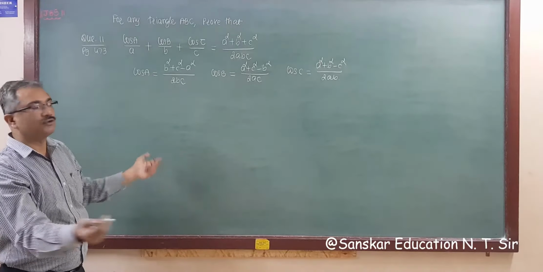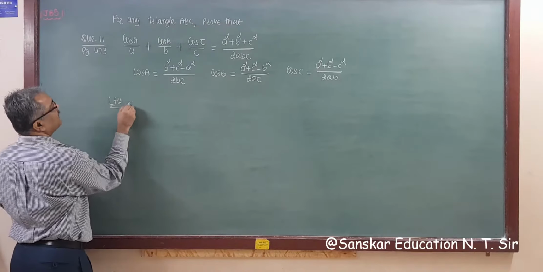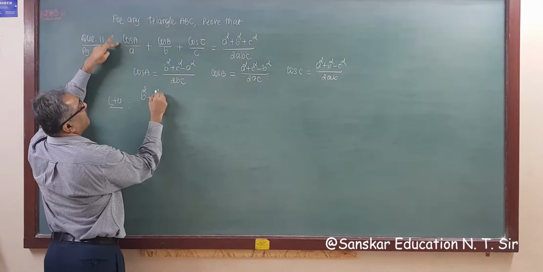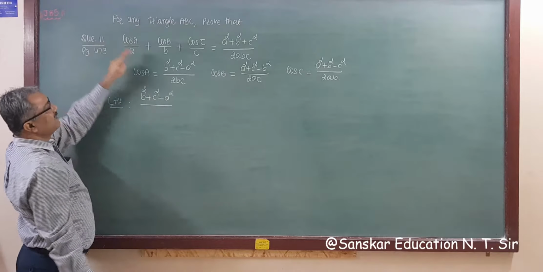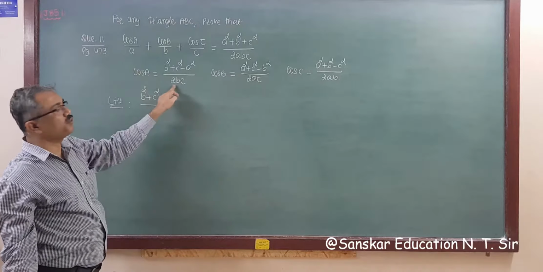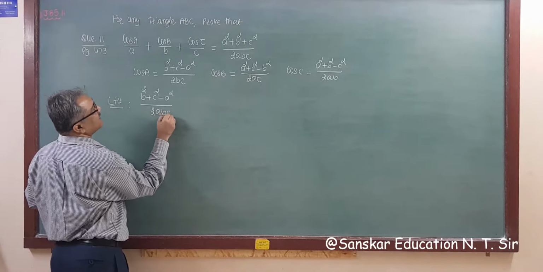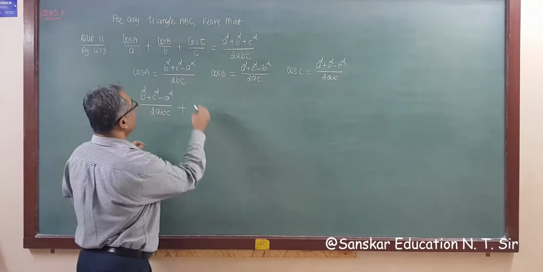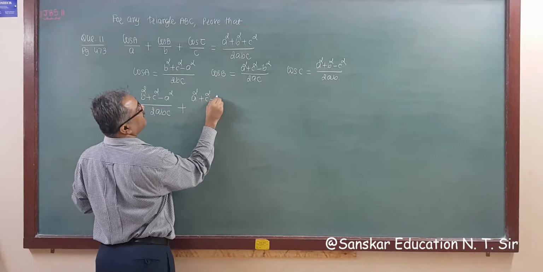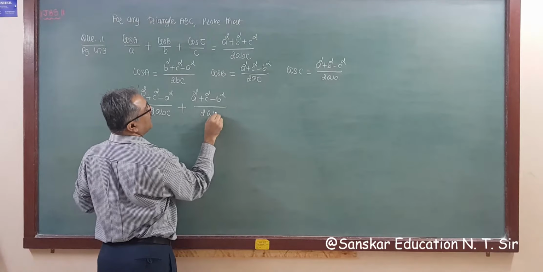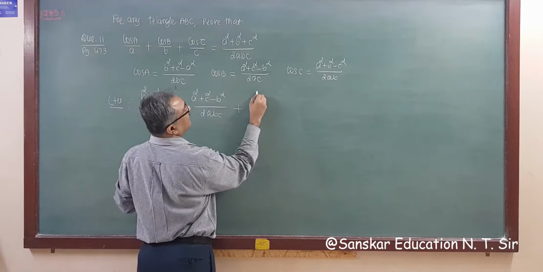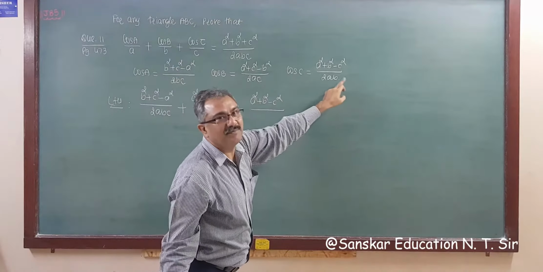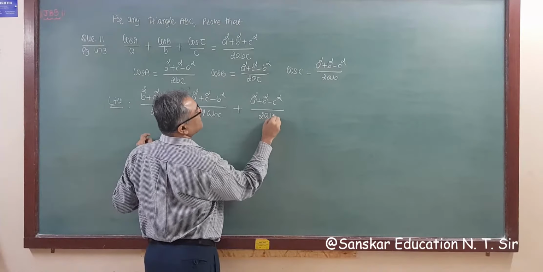Take LCM. Nothing to do. See how it is possible now. Left hand side: cos A is this, so I am writing directly b square plus c square minus a square whole upon, this is 2bc and we have to multiply by a, so this is 2abc, plus cos B is this upon b and this is 2ac, so again 2abc, a square plus c square minus b square upon 2abc, and this is a square plus b square minus c square upon, this is c and twice ab, so again twice abc.